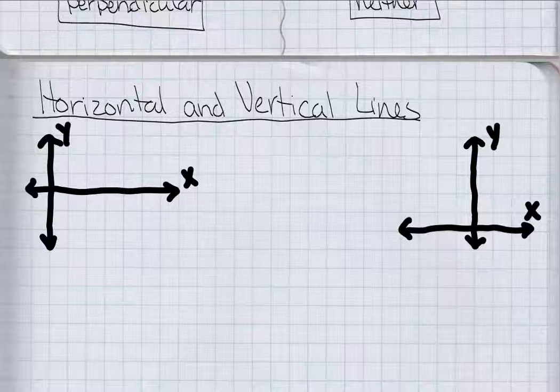So if I have a line, and it's vertical like this, if this is 1, 2, 3, then this is 4. So this equation is actually x equals 4. And this slope is actually an undefined slope.